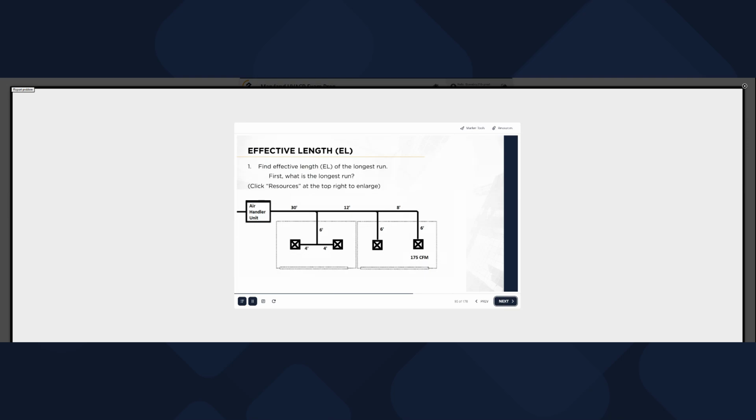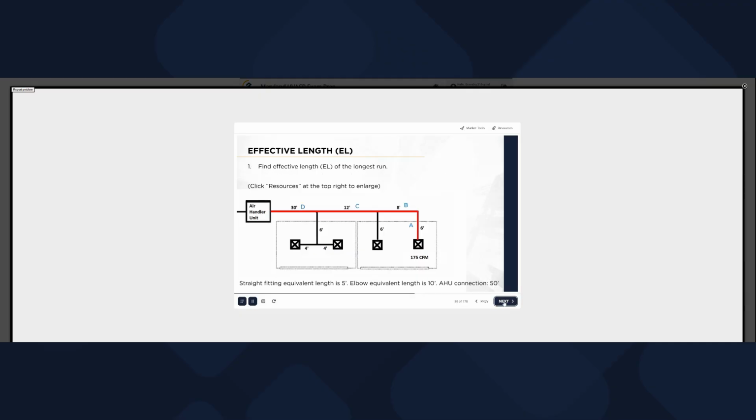Effective length. Before we can find the effective length of the longest run, what is the longest run in actual dimensions? 30 plus 12 plus 8 plus 6 equals 56 feet. The longest run is 56 feet. If 56 feet is the longest actual run, what is the longest run's effective length? Given straight fitting equivalent length is 5 feet, elbow equivalent length is 10 feet, AHU connection 50 feet.